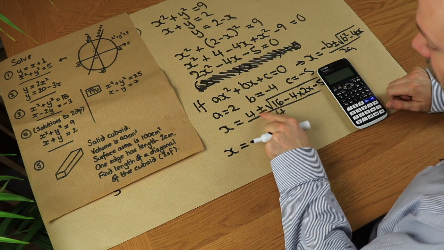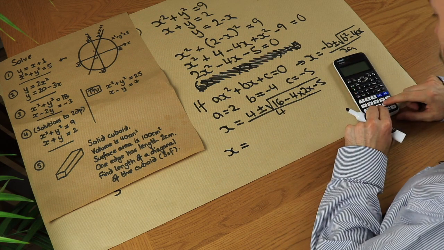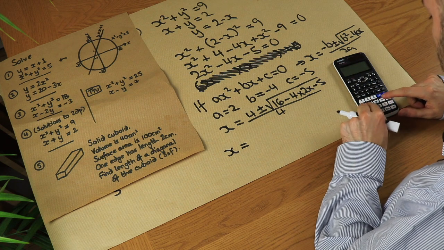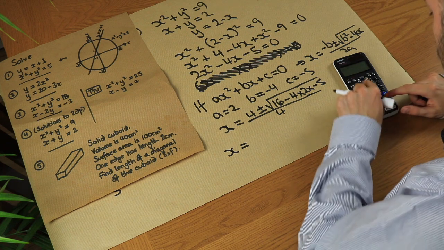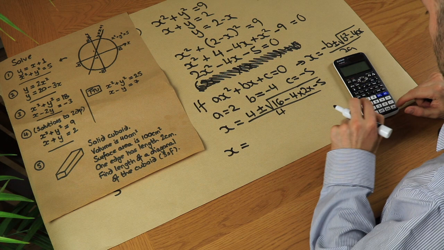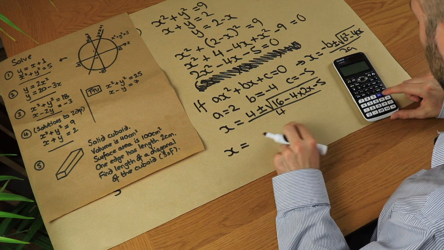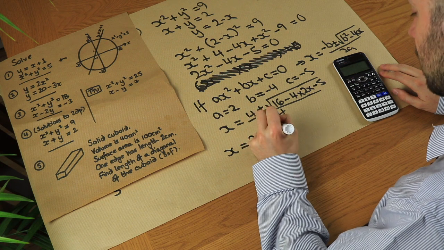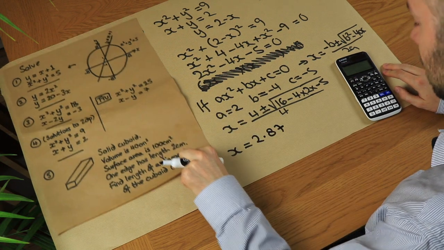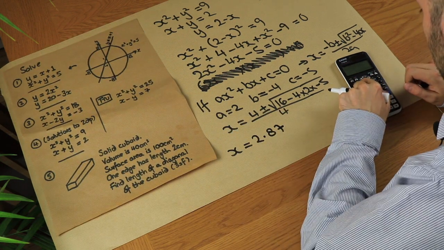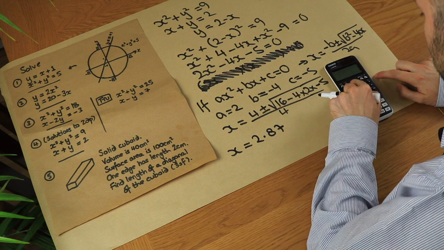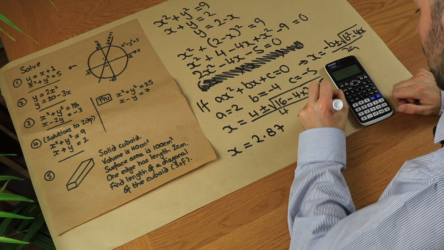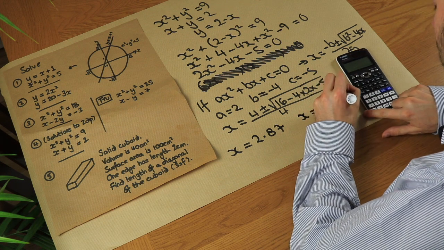Now, first time we do it with the plus. So 4 plus the square root of 16 minus 4 times 2 times minus 5, all over 4, and that gives me 2 plus root 14 over 2, but I'm going to press the SD key to get 2.87 to 2 decimal places. Now the other value I can get, if I just go back and modify that plus there to a minus, I get x is minus 0.87.